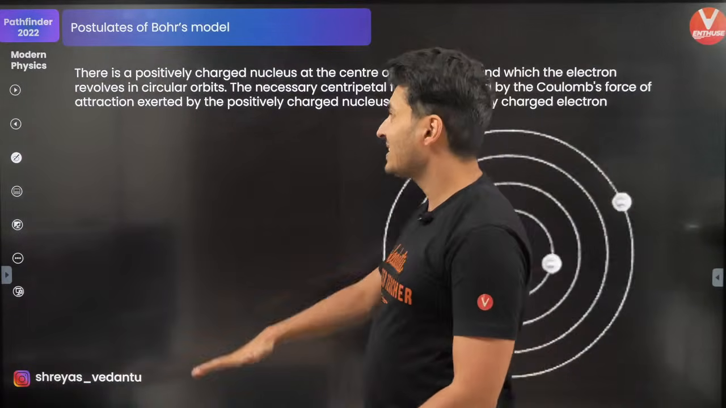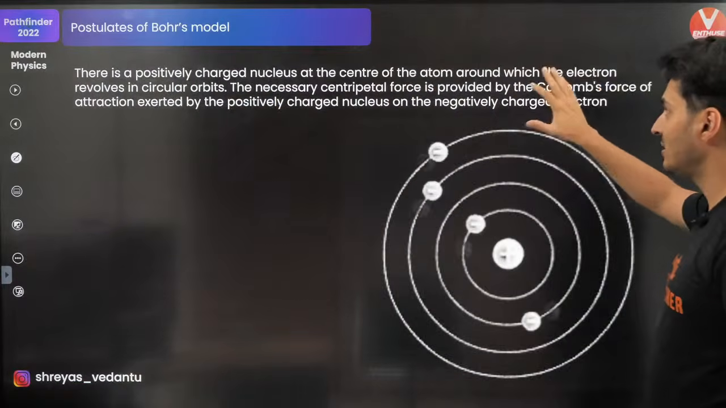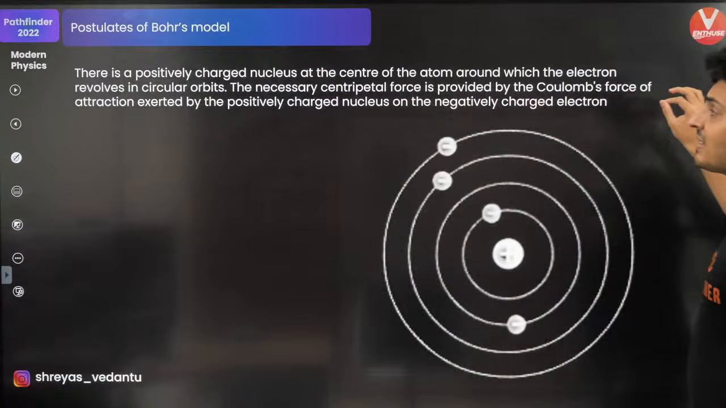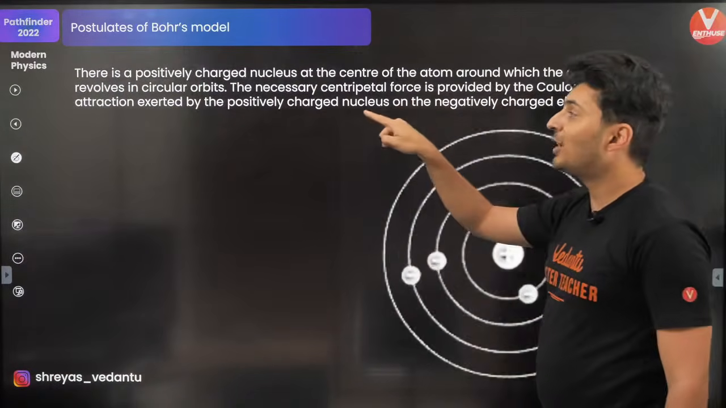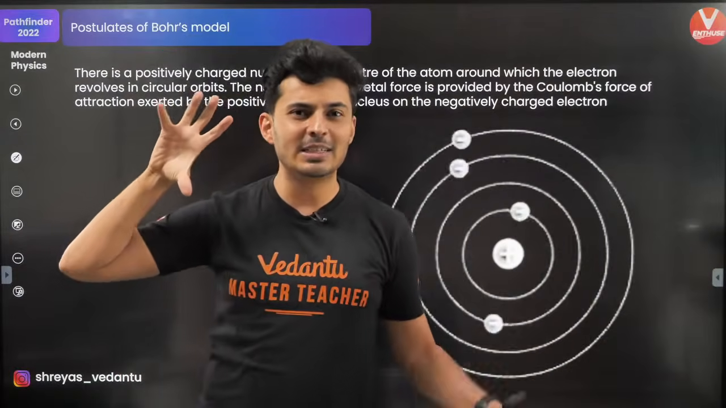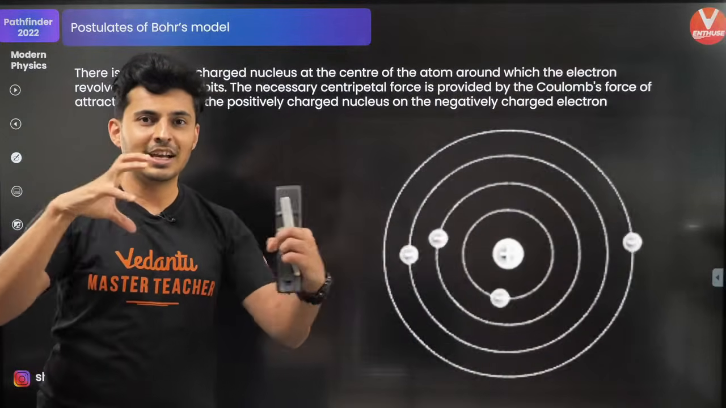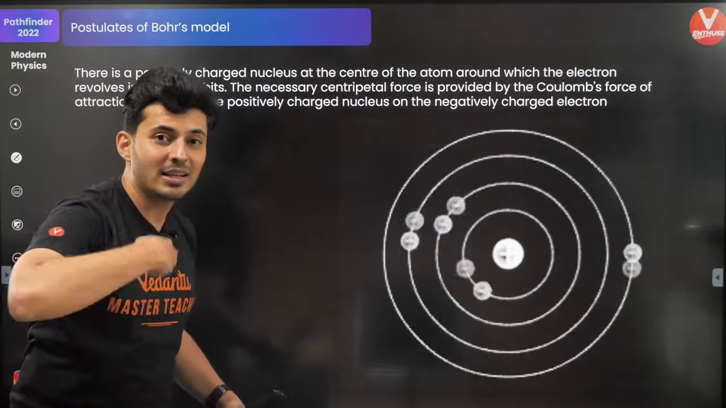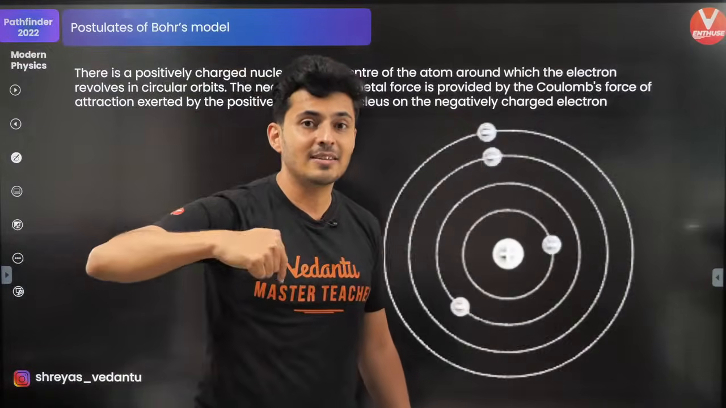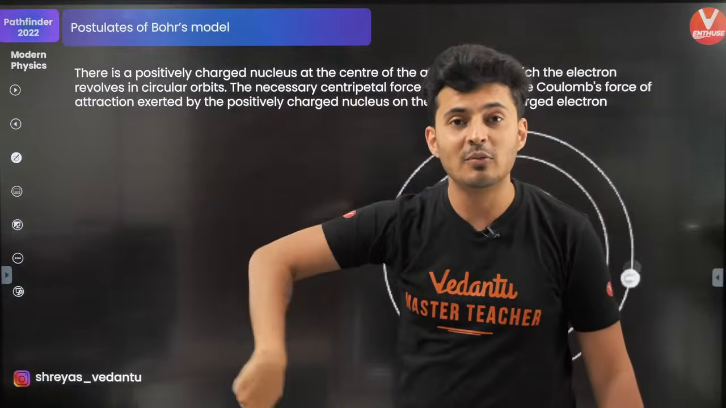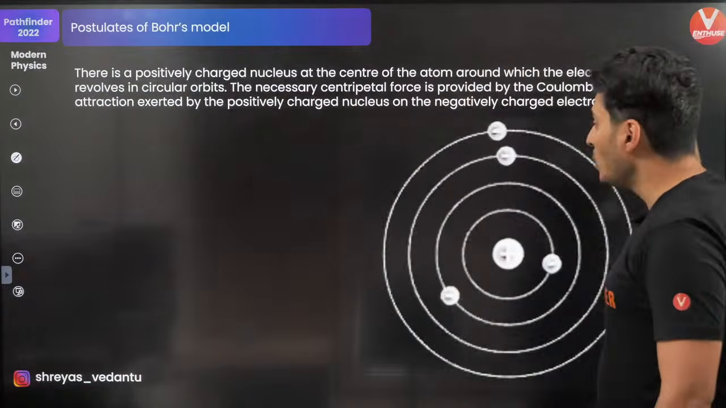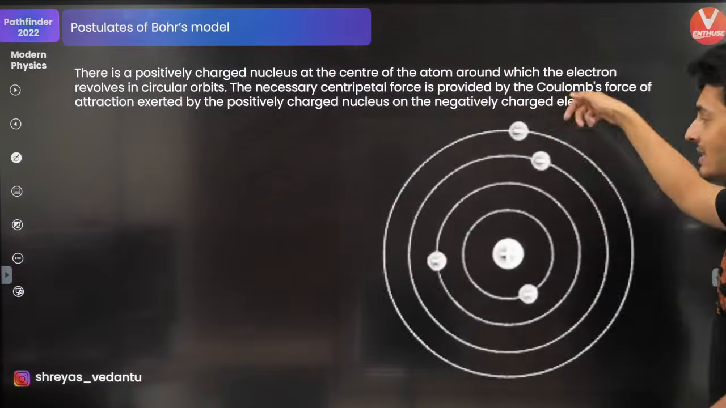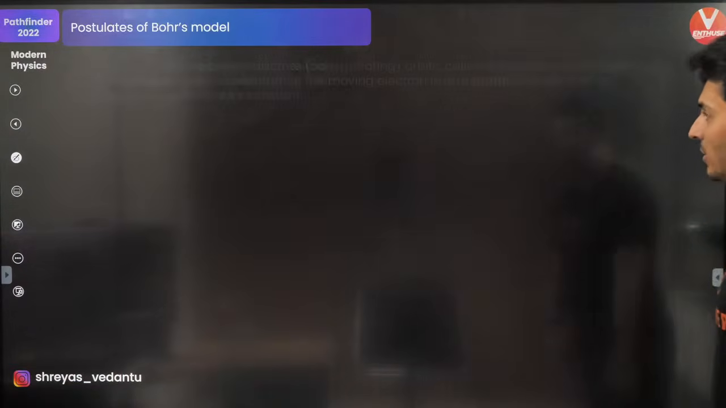One of the propositions was that there is a positively charged nucleus at the center of the atom, around which these electrons revolve in circular orbits. The necessary centripetal force is provided by the Coulomb's force. Remember, positive and negative charges attract. Circular motion needs acceleration, which needs force. Where will that force come from? Coulomb's force. So the Coulomb force between the electrons and the positive charges produces that necessary acceleration for those orbits.